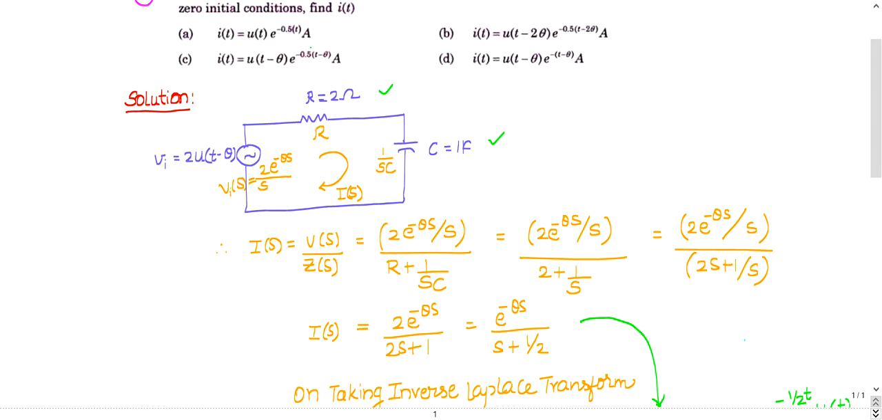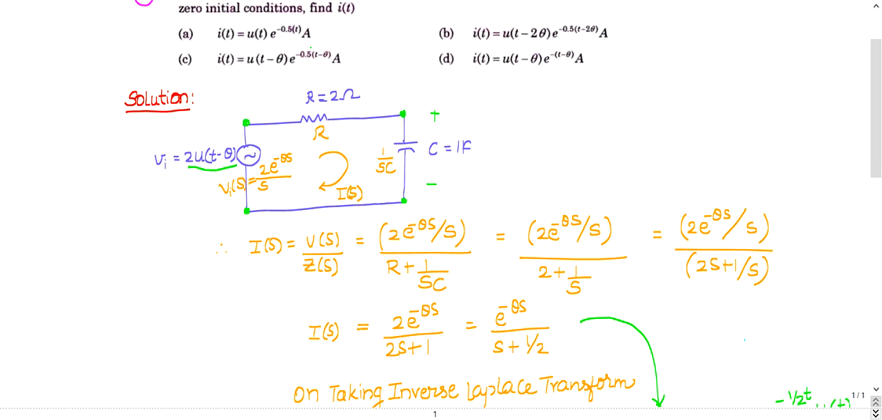Now see, I have indicated with an orange color the Laplace transform of each of the components present in this circuit. Here I am taking the output. R is given 2 ohms and C is given 1 farad. Now let us see the Laplace transform of each component.